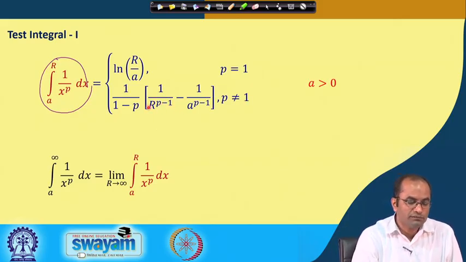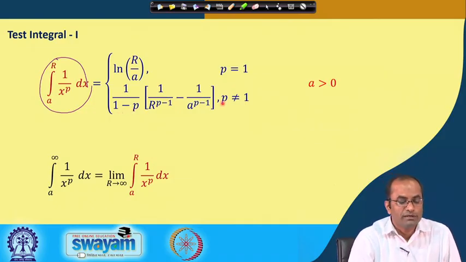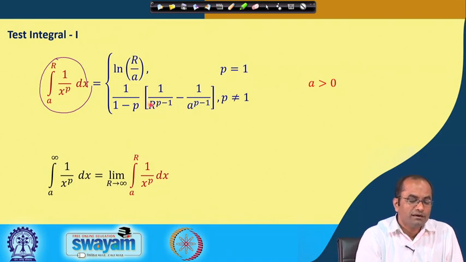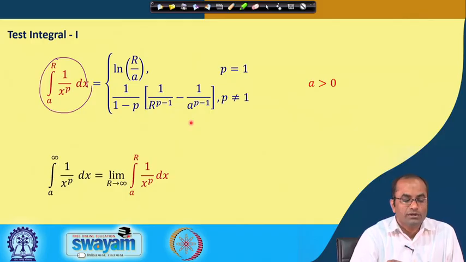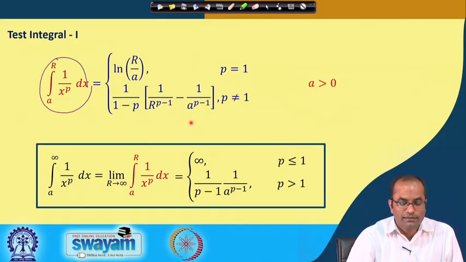So, when p is greater than 1, this r power will be positive here, and when r tends to infinity, this will become 0, and then we will have this finite value. But when p is less than 1, then this r will have a positive power in the numerator, and when r tends to infinity, this term will become infinity, and then the integral will become infinity. So, we have two cases for p here.